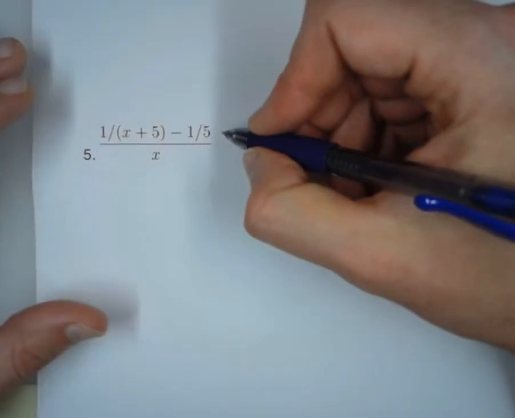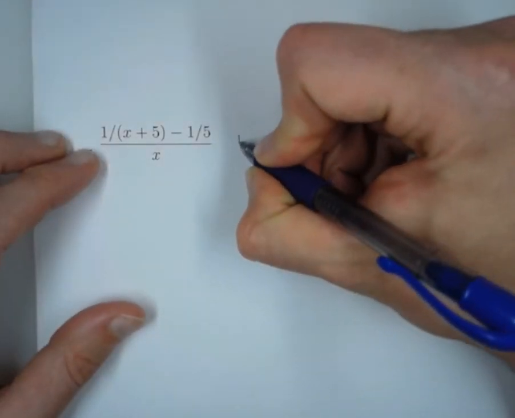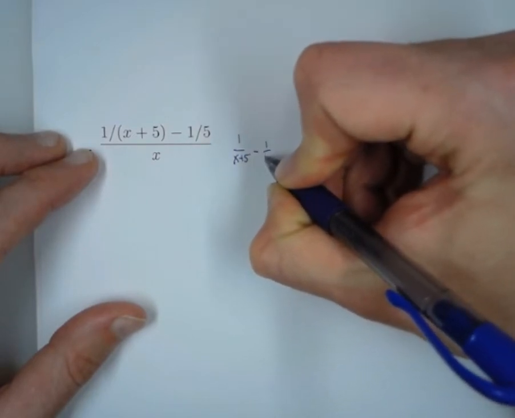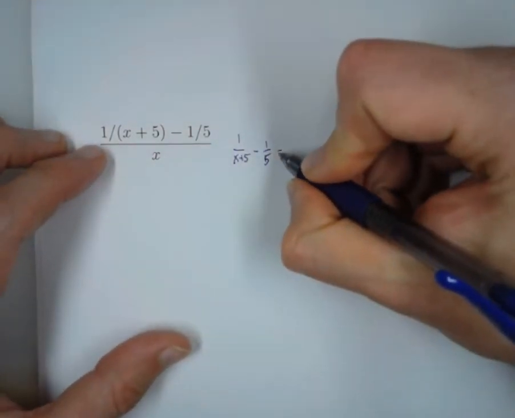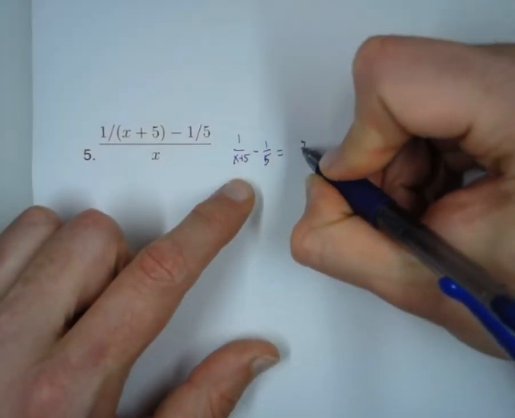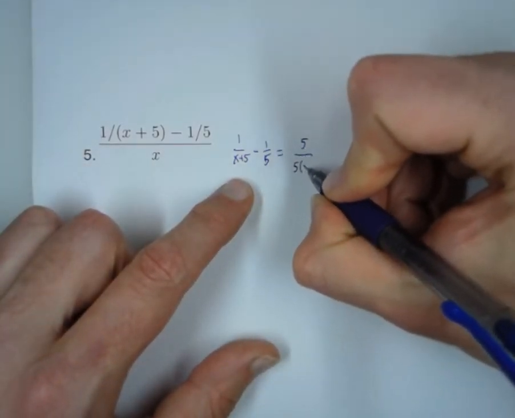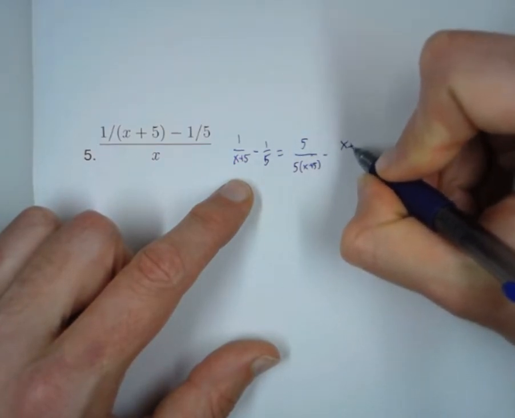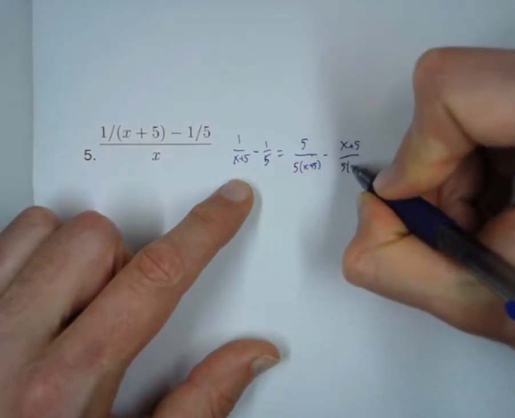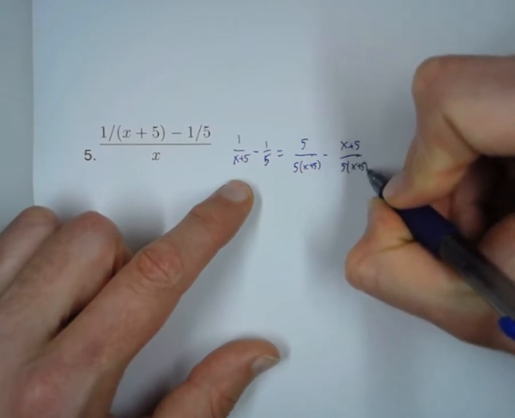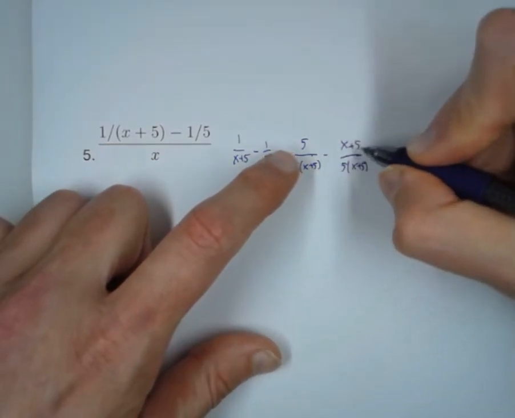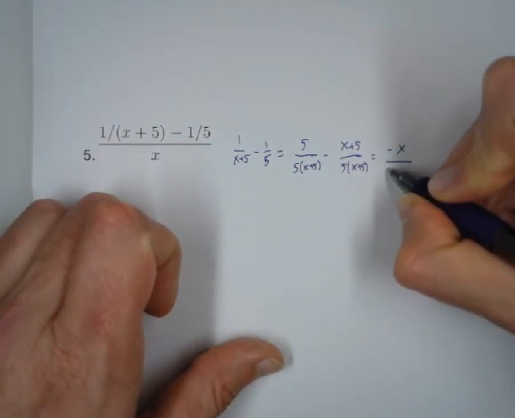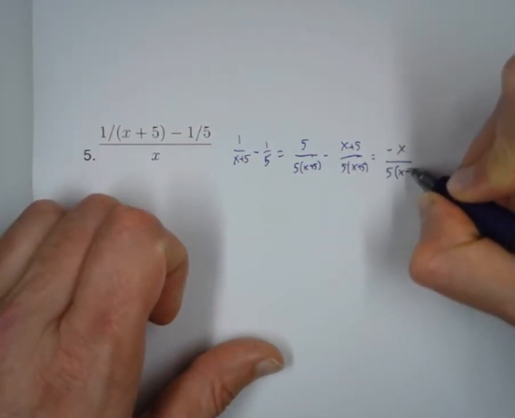So here with this one, I'm going to focus on just the numerator. 1 over x plus 5 minus 1/5. So I need a common denominator. So it's going to be 5 times the quantity x plus 5. And when I subtract these, remember it's 5 minus 5, and I'm still subtracting x. So negative x over 5 times x plus 5.